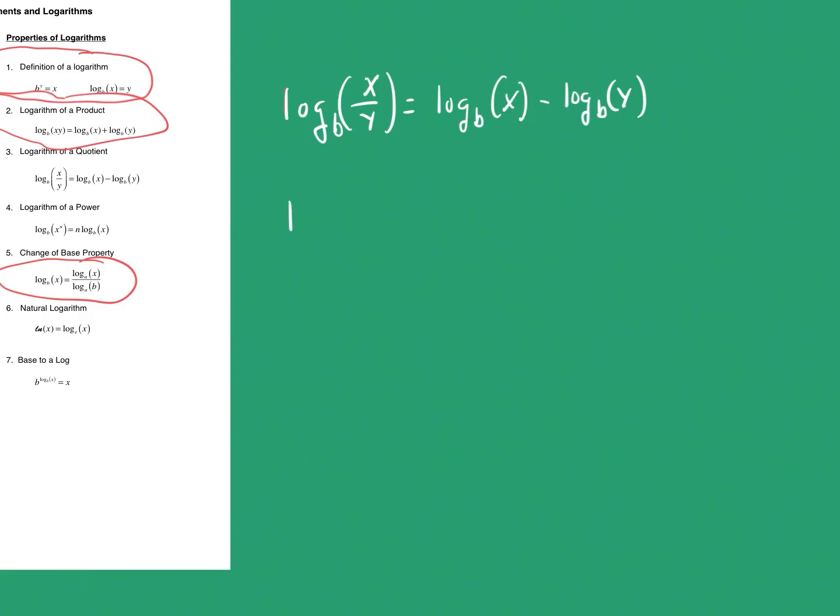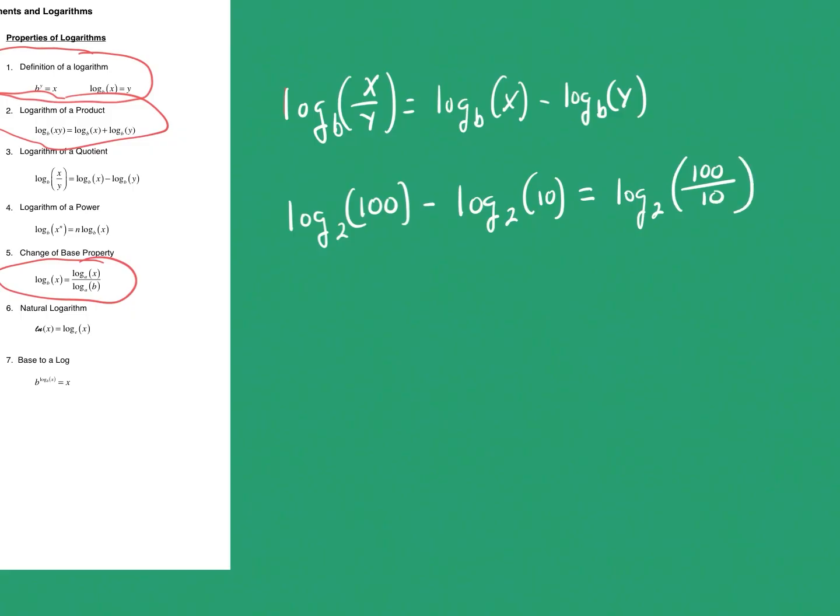So if I have something like, let's use our old friend log base 2, let's do log 2 of 100 minus log 2 of 10. Well, that's the same thing as log 2 of 100 over 10. So the negative 1 goes on the bottom. When I have a minus sign here, this number will go on the bottom, my denominator.